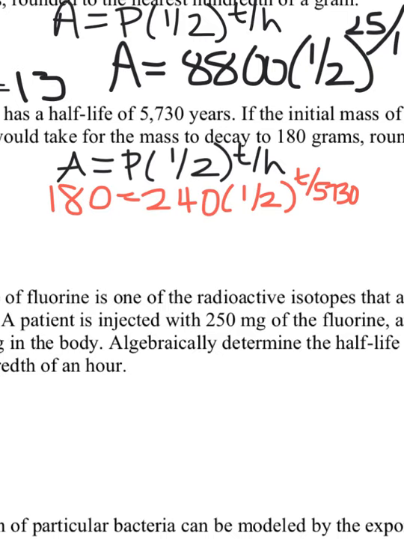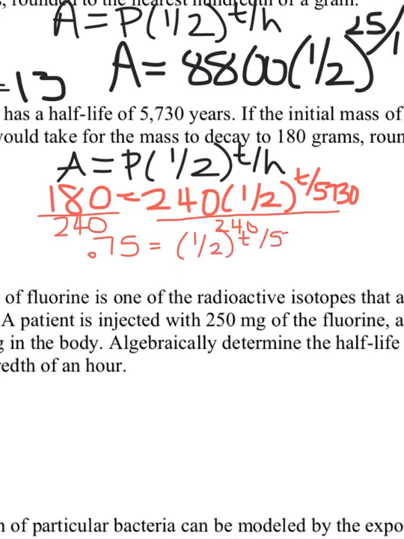If we look at this, our variable is up in the exponent, so we're going to have to do logs. The first step in using logs is to get the base and the exponent by itself. So I divide both sides by 240. 180 divided by 240 gives me 0.75 equals 1/2 raised to the t divided by 5730. Now we're going to take the log of both sides. So the log of 0.75 equals t divided by 5730 times the log of 1/2.